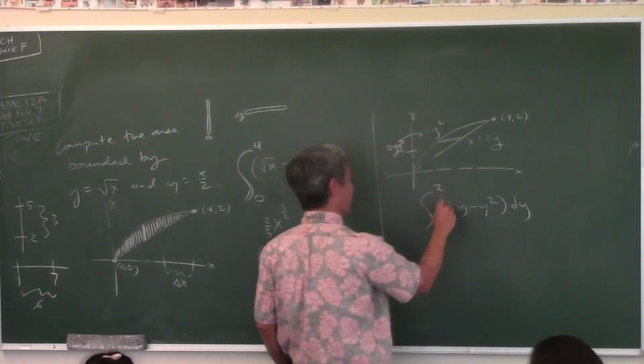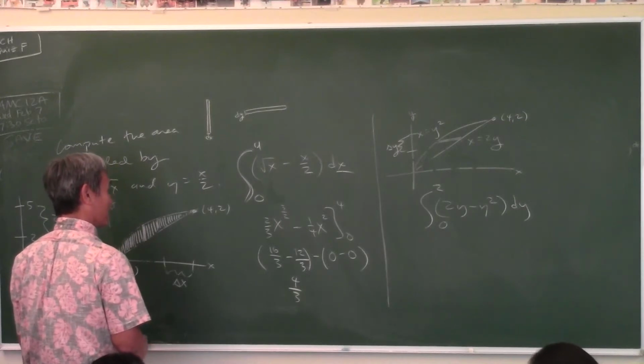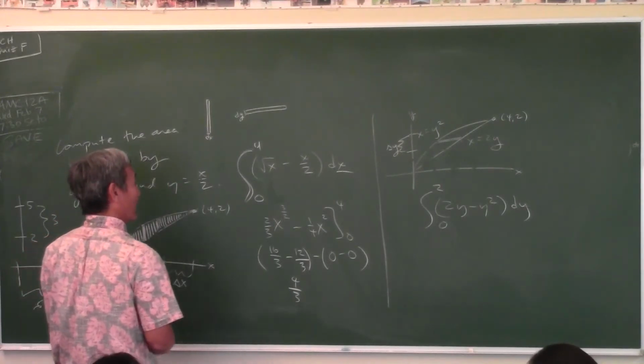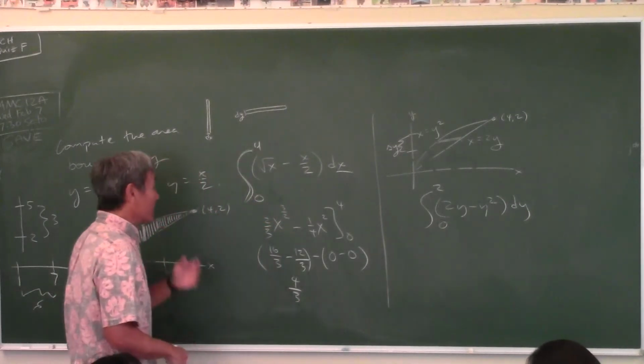0 to 2. Okay, very good. You waited till the valve finished ringing. That's what you're supposed to do. Sorry. And so, if I compute this, Mr. Burke, should I get the same answer?